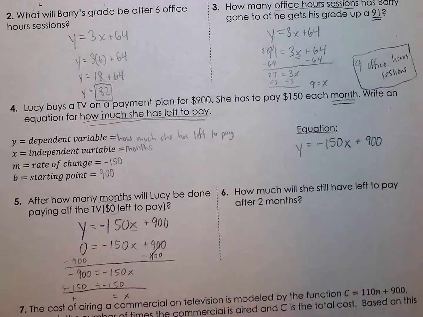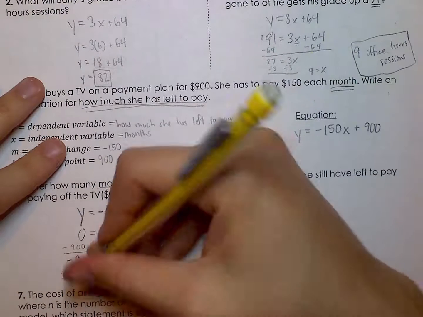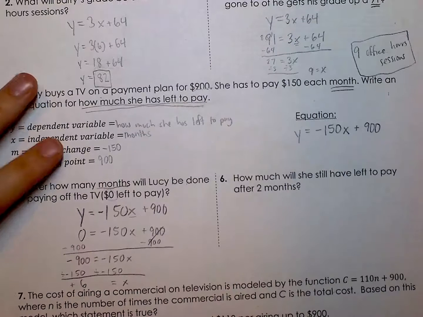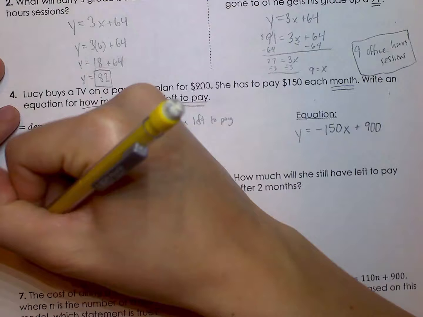And let's see, what's 900 divided by 150? That is 6. And so, after how many months will Lucy be done paying off the TV? After 6 months.